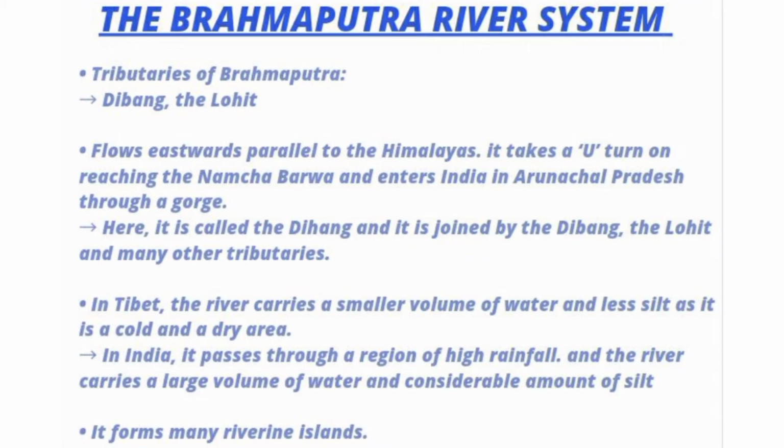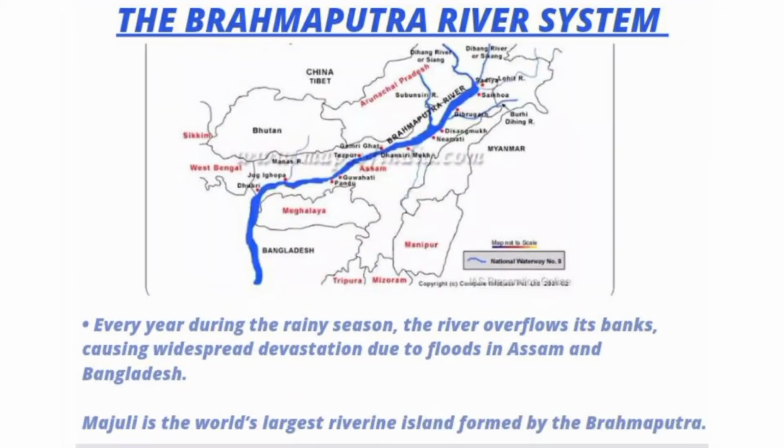In Tibet, the river carries a small volume of water and less silt as it is a cold and dry area. In India, it passes through a region of high rainfall and the river carries a large volume of water and considerable amount of silt. And also it forms many riverine islands. Every year, during rainy season, the river overflows its bank, causing widespread devastation due to flood in Assam and Bangladesh. Majuli is the world's largest riverine island formed by Brahmaputra.